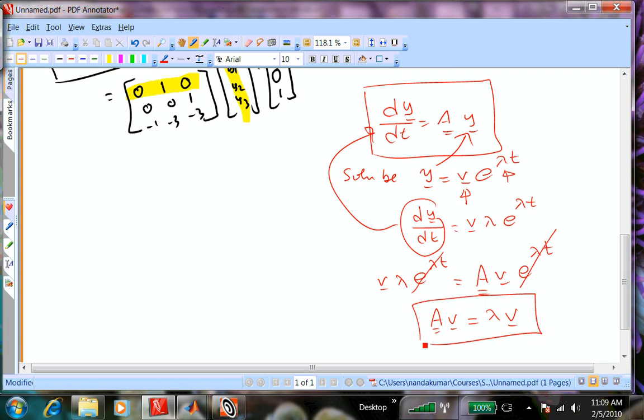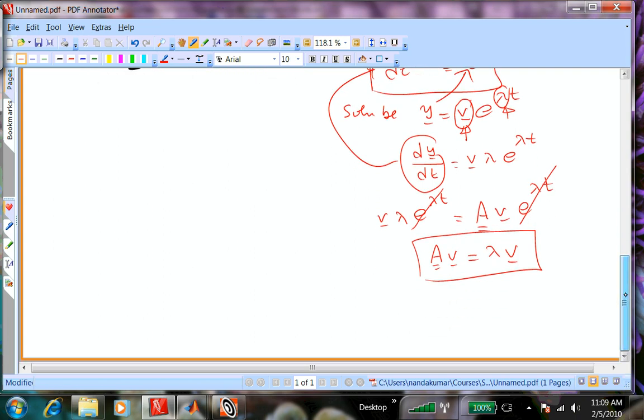Remember, still, v and lambda are unknowns, because that's how we started. I want to find out what that v is, find out what that lambda is, such that this equation will be satisfied. Now, if this is the case, then I can write A minus lambda I multiplied by v equal to 0. What am I doing? I'm simply moving it to the left-hand side. Okay? And identity matrix multiplied by lambda is simply lambda. So multiply by v is equal to 0.